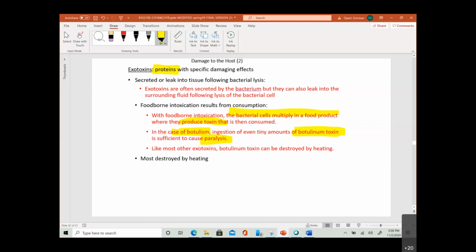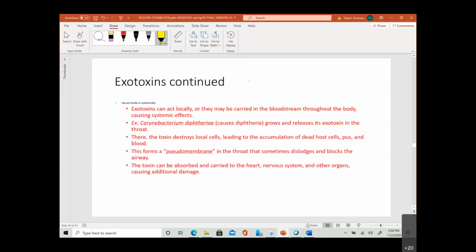Most exotoxins are destroyed by heat. Note that exotoxins can either act locally or they can spread to distant body sites through the bloodstream.